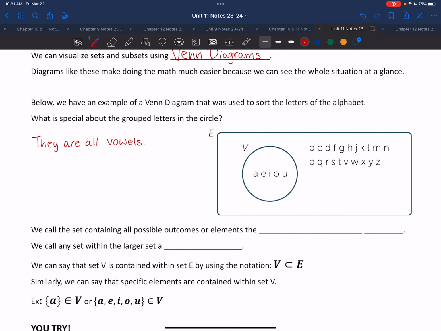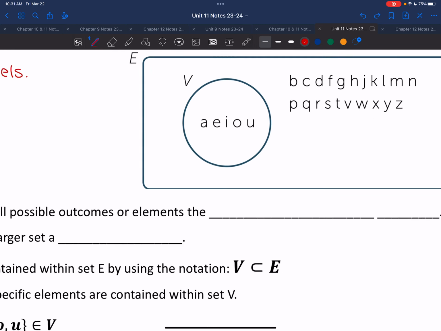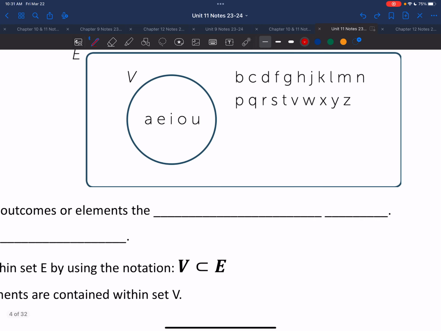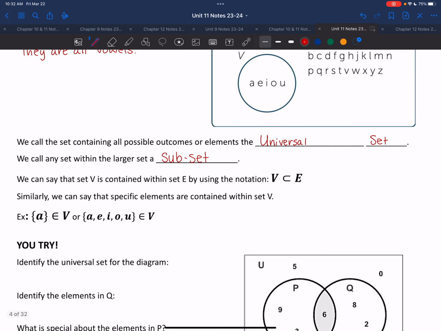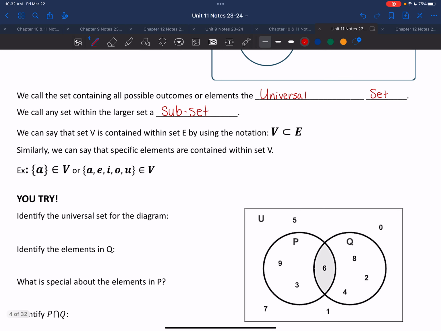Now it says we call the set containing all possible outcomes, every single thing that could possibly happen, the universal set. Now, we call any set within a larger set a subset, remember. If you see a set that is contained within another set, it's called a subset.